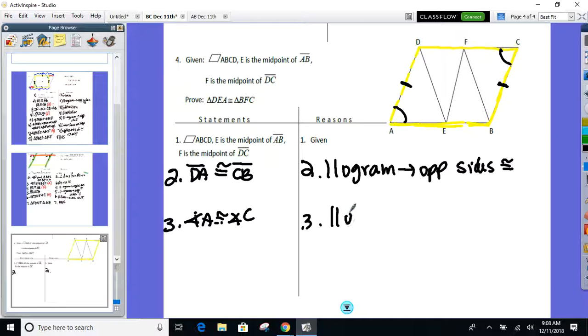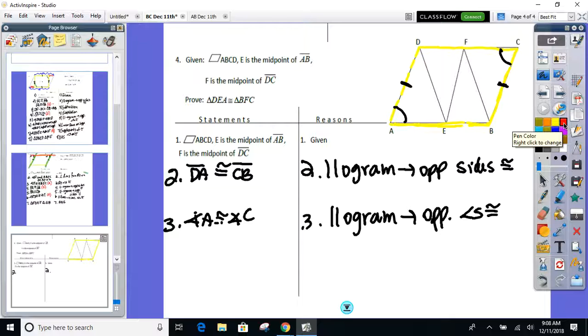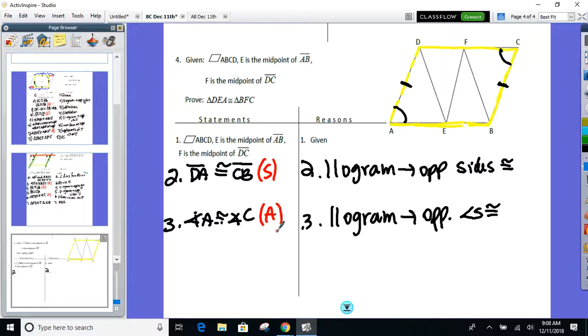Because parallelogram implies what property did Caitlin just apply there? Opposite angles congruent. That's why it's important to know those properties. All right, so right away we got 2 out of 3. And here's why this is an honors level one, because this third, whoa.